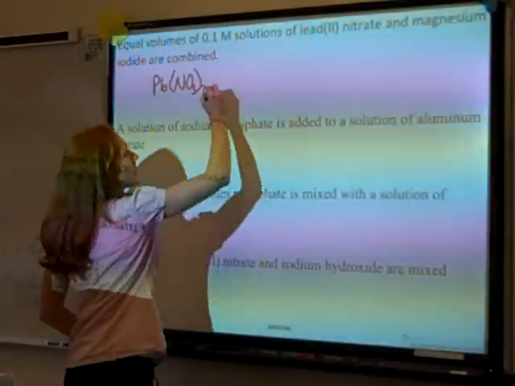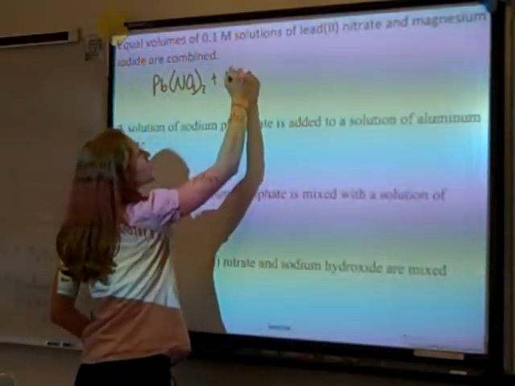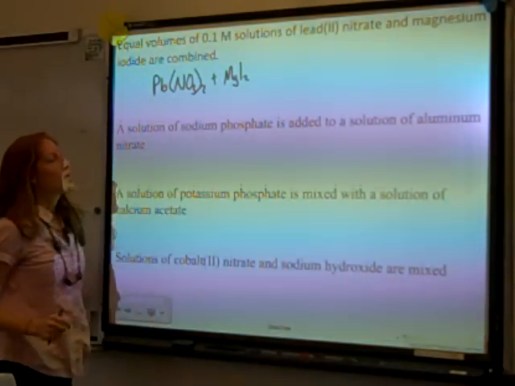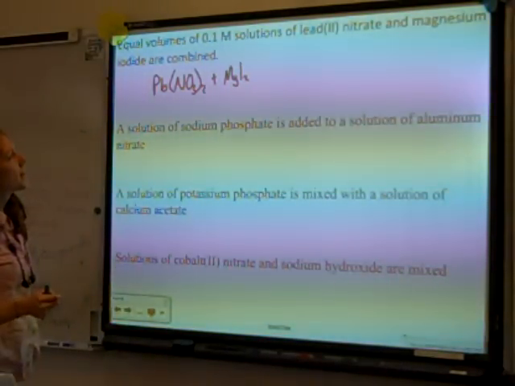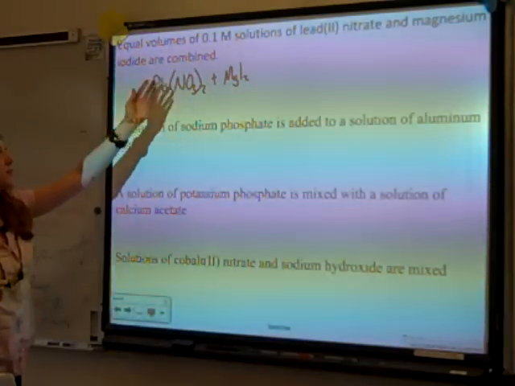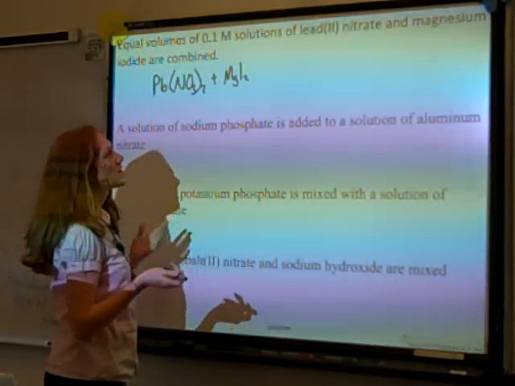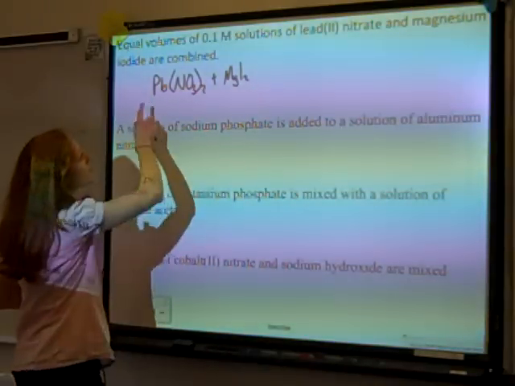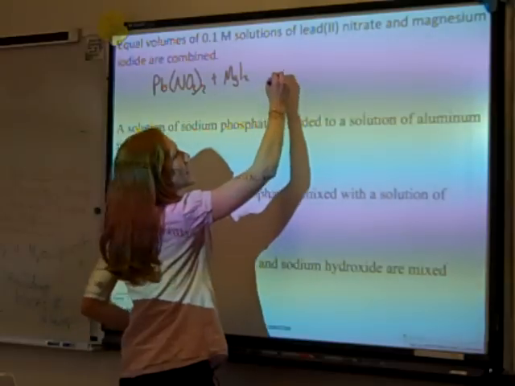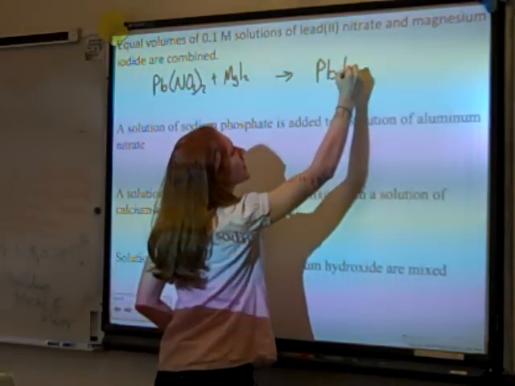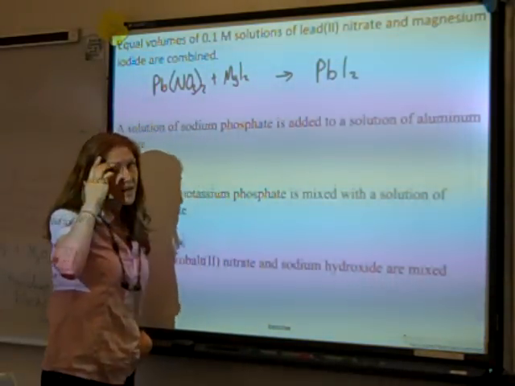And magnesium iodide, so MgI2, because that's a 2 plus and iodide is a 1 minus. Right away, I know that nitrate's always soluble, so when I swap these and magnesium goes with the nitrate, that's going to be the soluble product. The insoluble product is going to be the lead 2 iodide, which is a bright yellow color. So PbI2 is going to be my insoluble product.